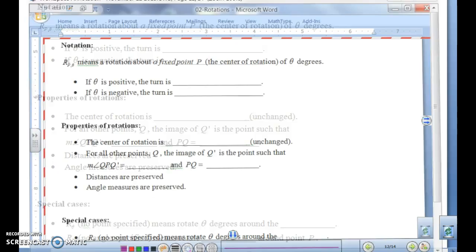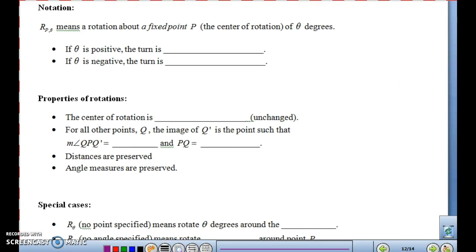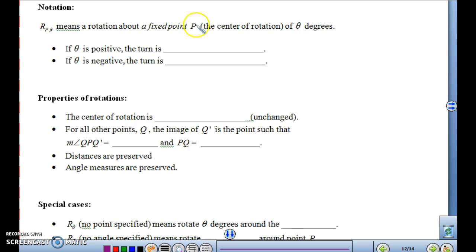Now it's important to be able to understand the notation for rotations. Remember, a reflection was a lowercase r. A rotation is an uppercase R. Capital R with a subscript of P comma theta means a rotation about a point P, which is your center of rotation, of theta degrees. Now, it's important to recognize when you see this, if theta is positive, the turn is counterclockwise. Now, I know that seems weird, but a positive angle will turn like this. That would be positive. So if theta is negative, the turn would be clockwise.